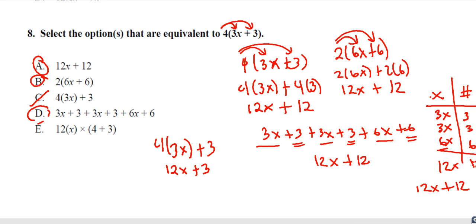So here I have 12x times 4 plus 3. 12 times x is 12x, times 4 plus 3 is only 7 because it's in parentheses, so I'm going to do that first. So 12x times 7, that doesn't help me at all. So that's wrong. So that's that. So only A, B, and D were accurate.